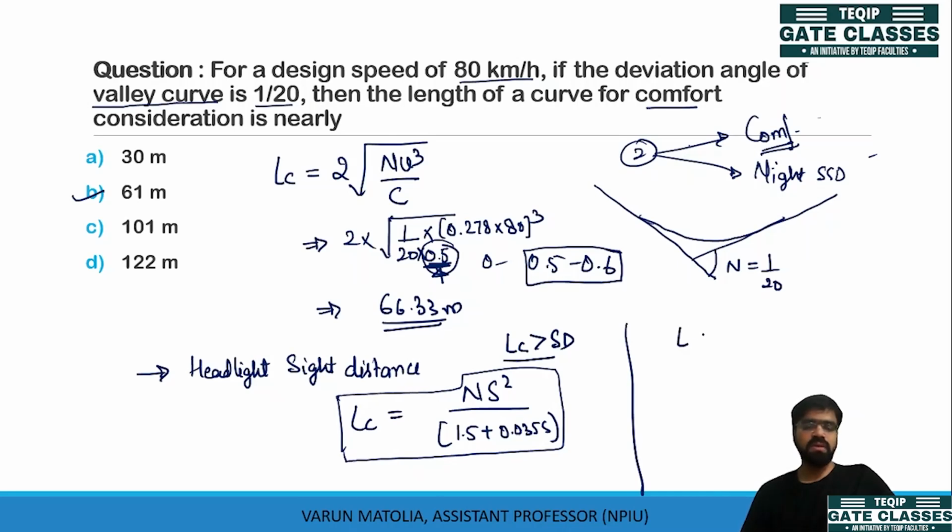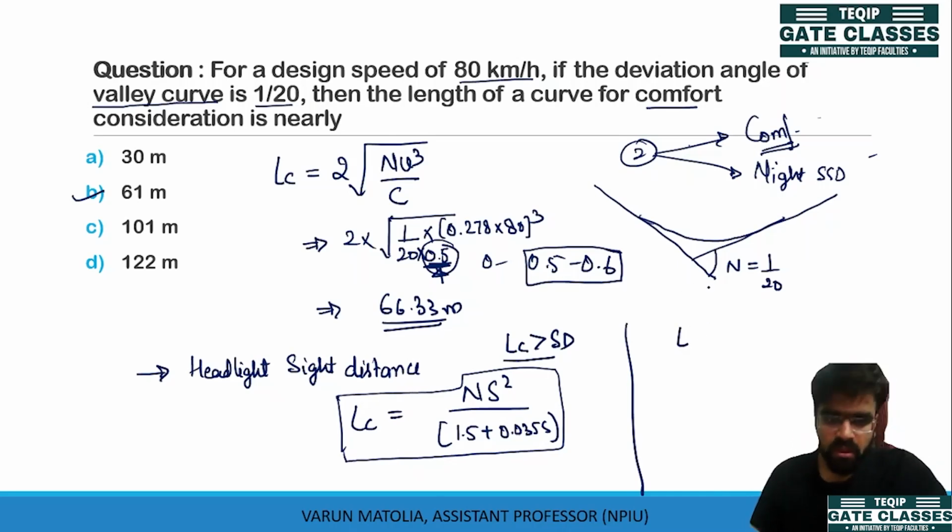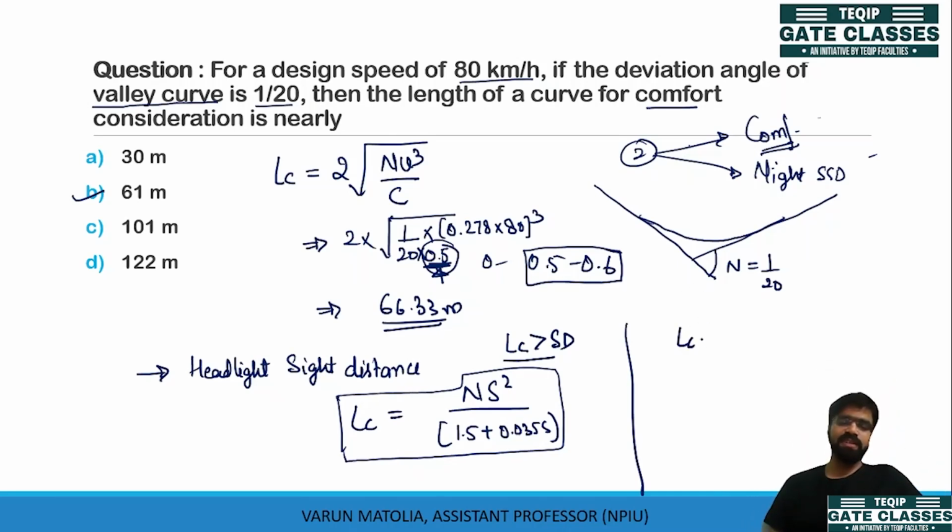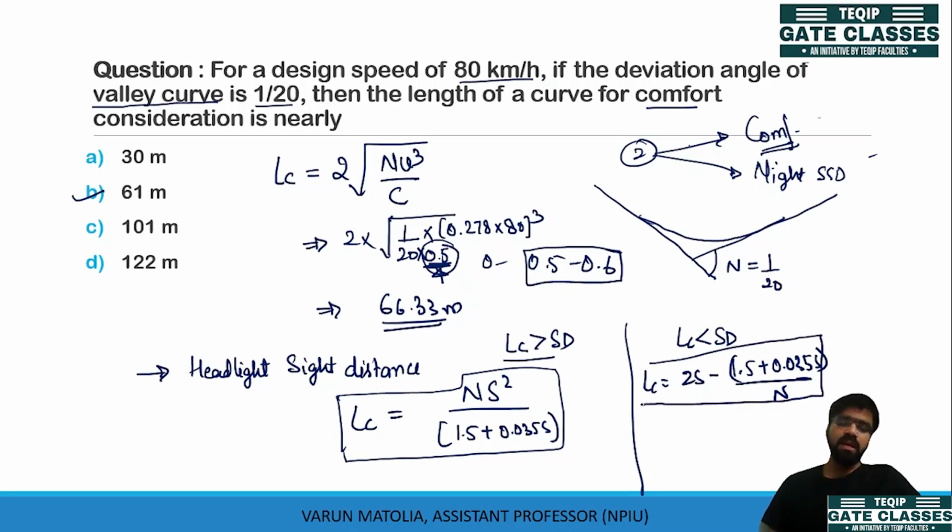If length of curve is less than your sight distance, then we can write this formula as 2 times s minus, reverse whatever we have, 1.5 plus 0.035 times s divided by your n. I hope this is visible behind me. So this is the formula which we can use when length of curve is less than your sight distance.